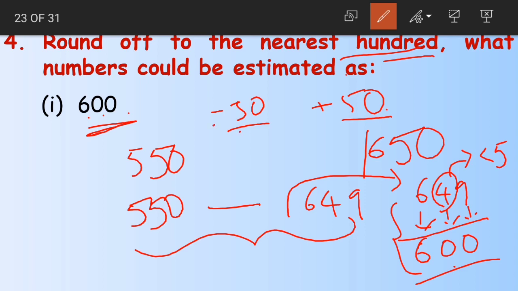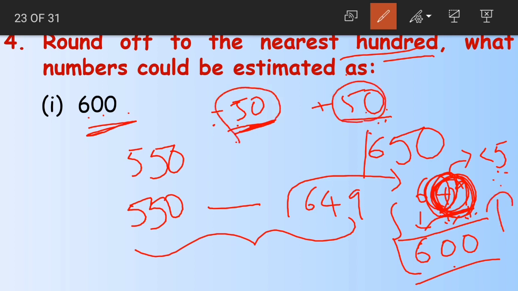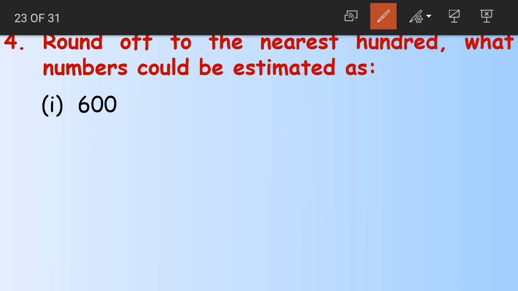What for the tens we added and subtracted 5, for hundreds we are adding and subtracting 50. Again, why minus 50 and plus 50? Here the digit which we are comparing is in the tens place. So in short we can say that if these two digits are less than 50, then we round it down, and if it is equal to or greater than 50, we round up. So as we are taking 50 here as the criteria, we need to subtract 50 and add 50 to find out the numbers that could be estimated as 600.